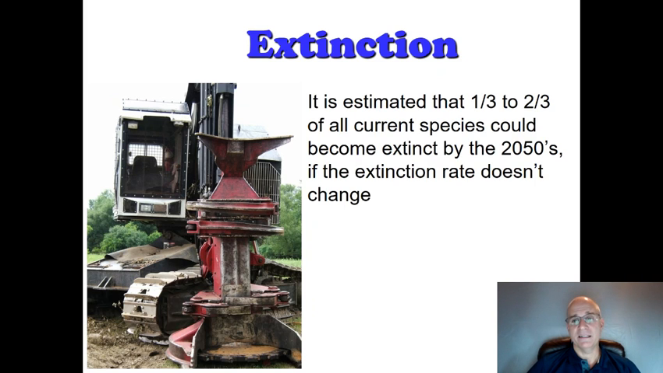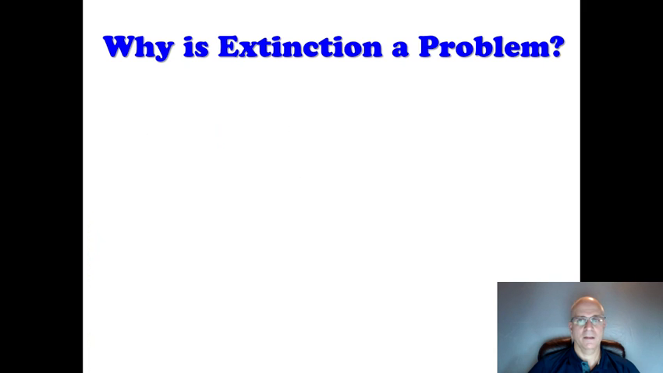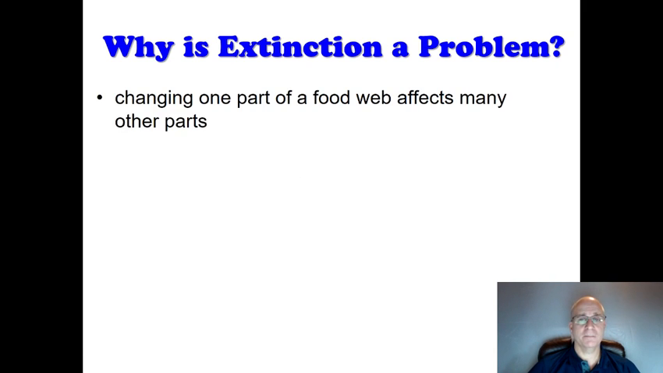It is estimated that somewhere between 1/3 and 2/3 of all species that are alive today could become extinct in our lifetime, by the 2050s, if something doesn't slow the extinction rate, like this machine here, which is used for cutting and harvesting wood. Why is this a problem? Why do we care about extinction?